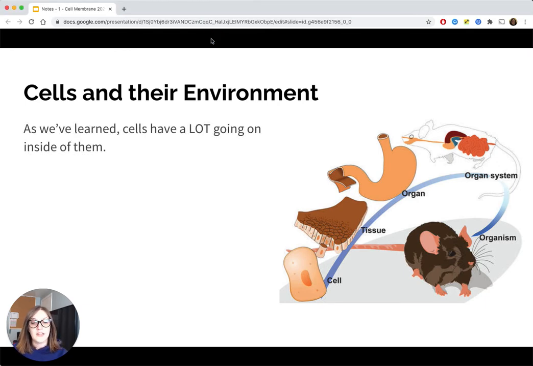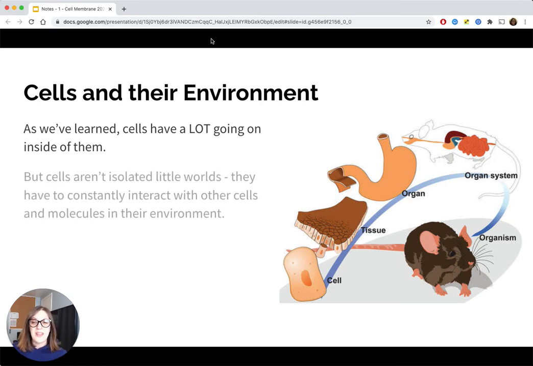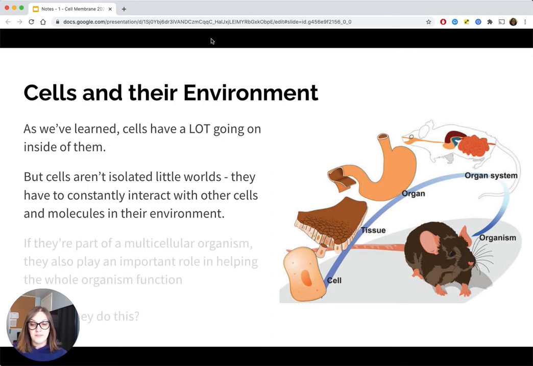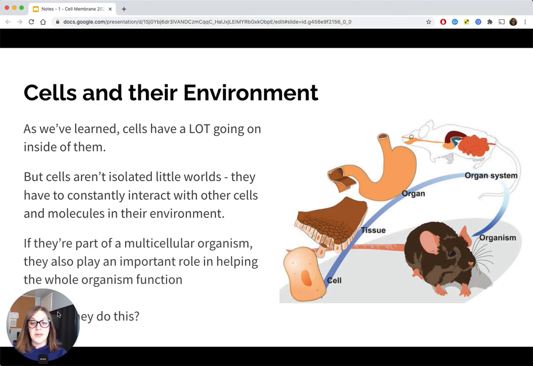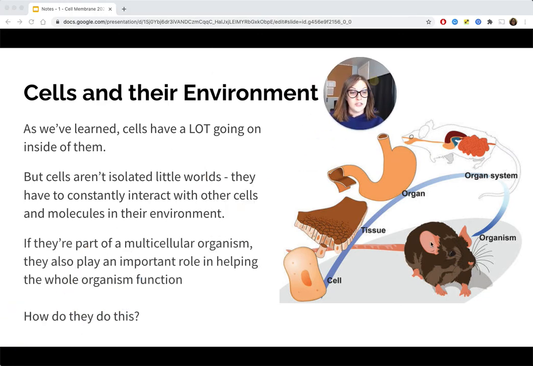As we've learned, cells have a lot going on inside of them. For example, we've learned that eukaryotic cells, such as animals and plants, have many organelles inside of them that all do different functions. Furthermore, cells aren't isolated little worlds. They have to interact with other cells and molecules in their environment by absorbing molecules or releasing molecules. And if these cells build a multicellular organism such as you and I, they also play an important role in helping the whole organism function.